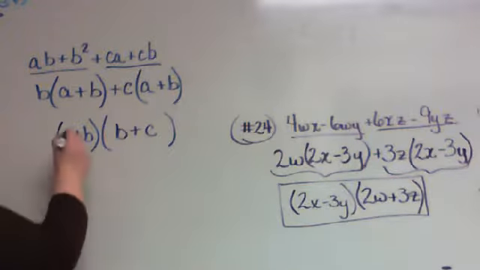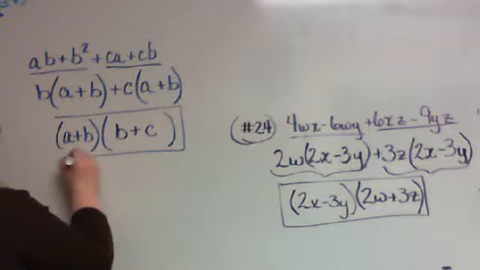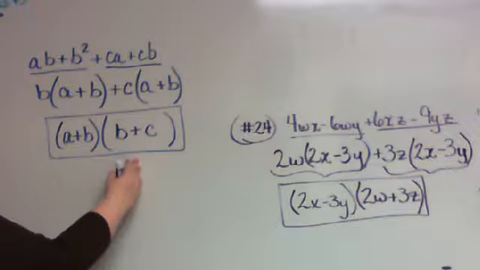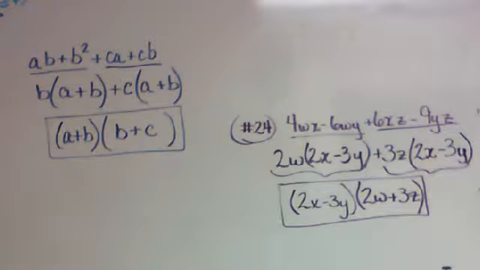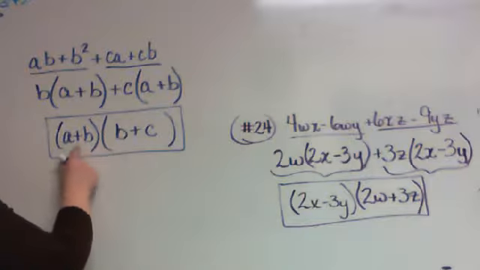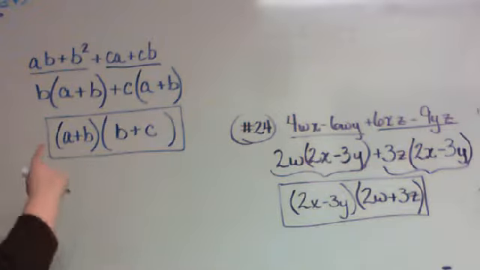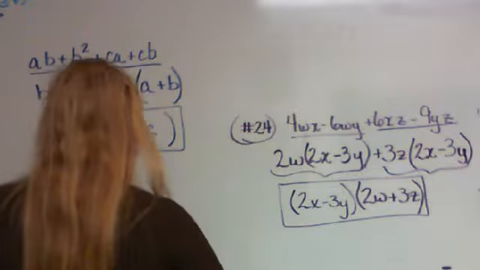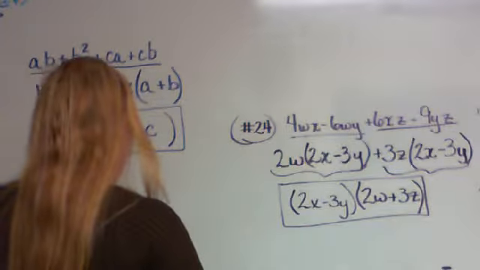Now, the second question I always get about this is, is it okay if I put the B plus C here and the A plus B there? Yes, that's fine. As long as you have the B plus C grouped together and the A plus B grouped together, you have the problem right, no matter which one comes first. Because we follow the rule of commutative property, and it doesn't matter which one comes first for multiplication. Let's try another one.